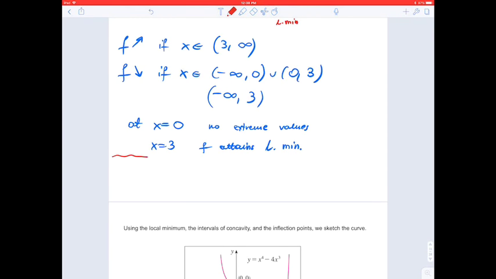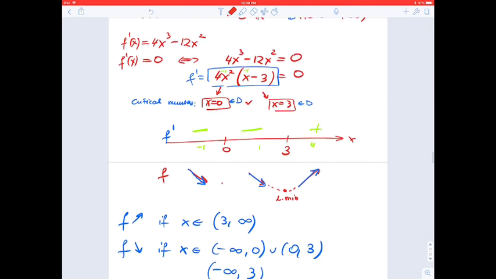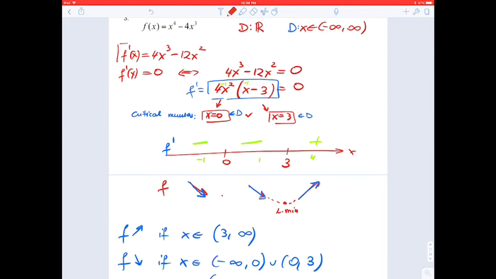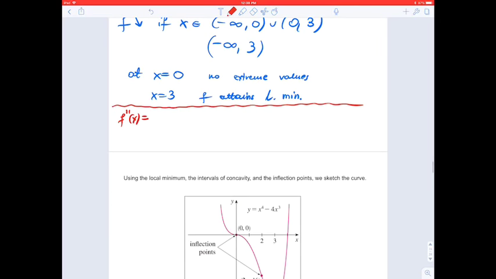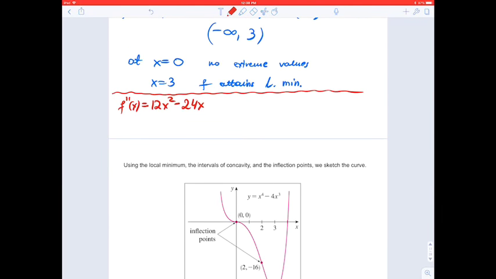What do we need else? We need the second derivative. Again, I don't really have enough room, but we can try. The second derivative of the function, where is the first? That's the first one, right? 4x cubed minus 12x squared. Then the second derivative is 12x squared minus 24x. Let me just double check.